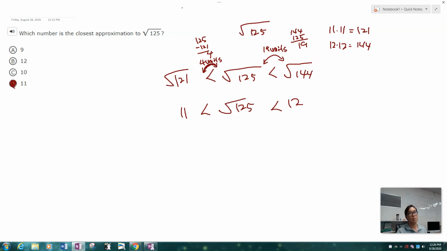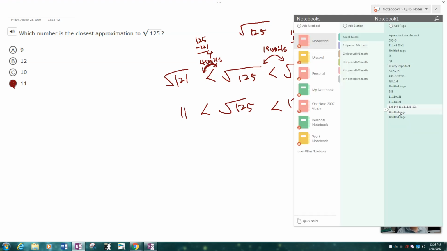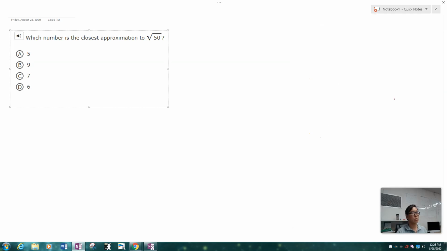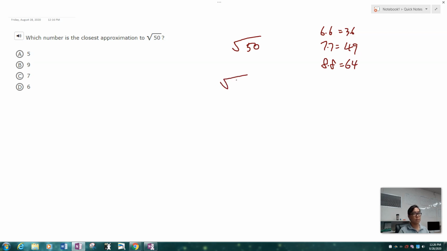All right, moving on to the next example, this guy. The square root of 50. Let's see, starting from 6, 6 times 6 is 36, 7 times 7 is 49, and 8 times 8 is 64. I think we found the number. So the square root of 50 is bigger than the square root of 49 and less than the square root of 64.